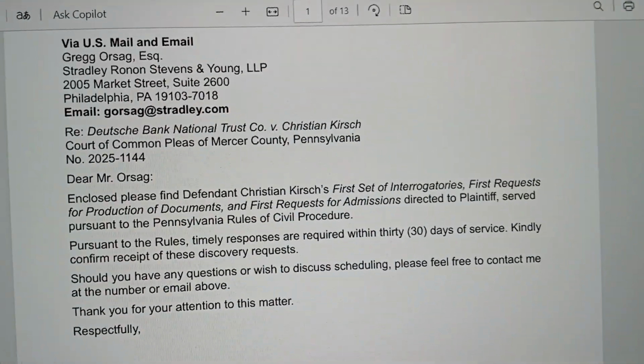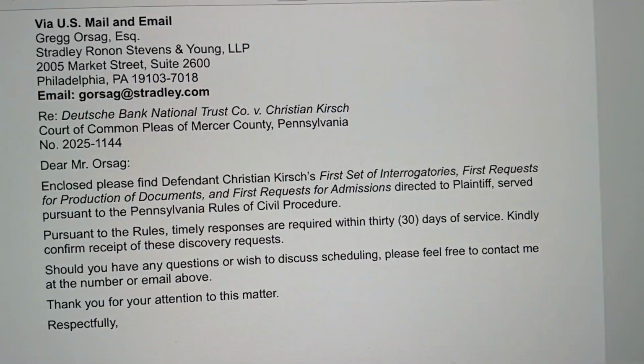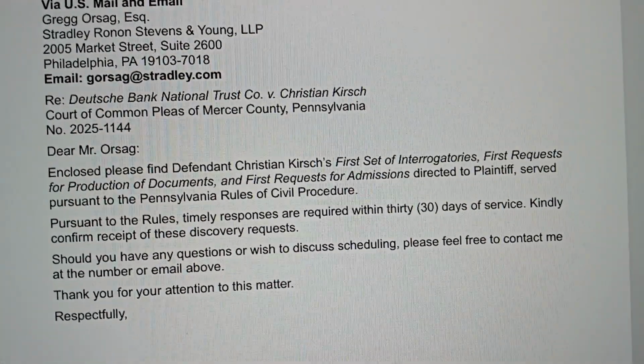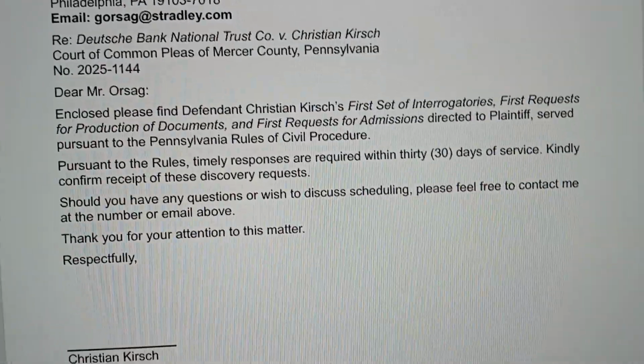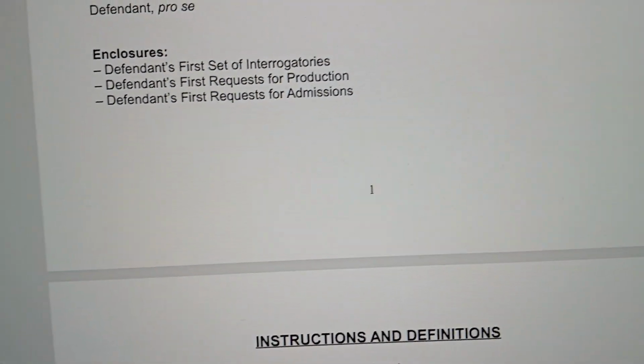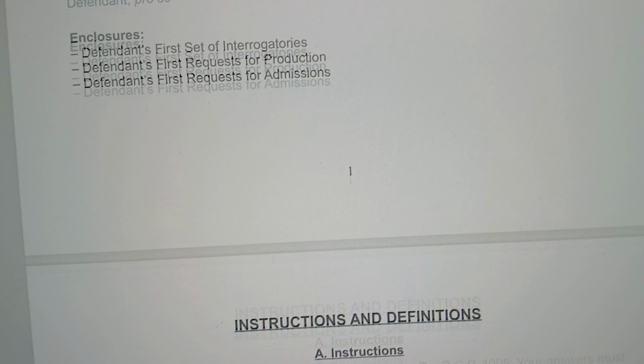And he says, pursuant to the rules, timely responses are required within 30 days of service. Kindly confirm receipt of these discovery requests. Should you have any questions, and so on. So that's that. And then you can see right here, enclosures: defendant's first set of interrogatories, production, and admissions.